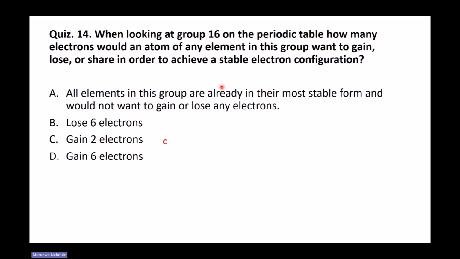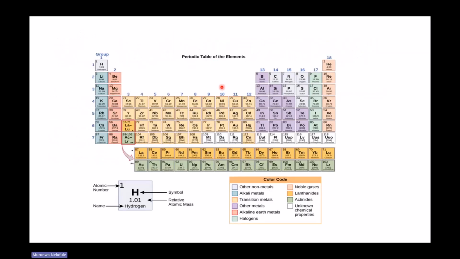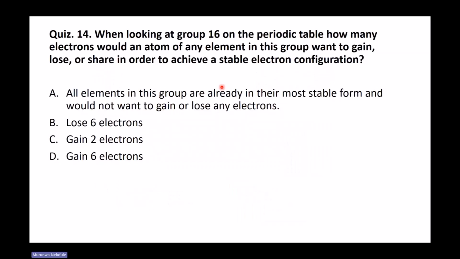So it gains 2 electrons. Why? Because all elements in this group have 6 valence electrons. And in order to have a stable electron configuration, you want to have 8 valence electrons in the outer shell. In order to obtain this, they want to either gain or share 2 electrons to form another atom. All right.